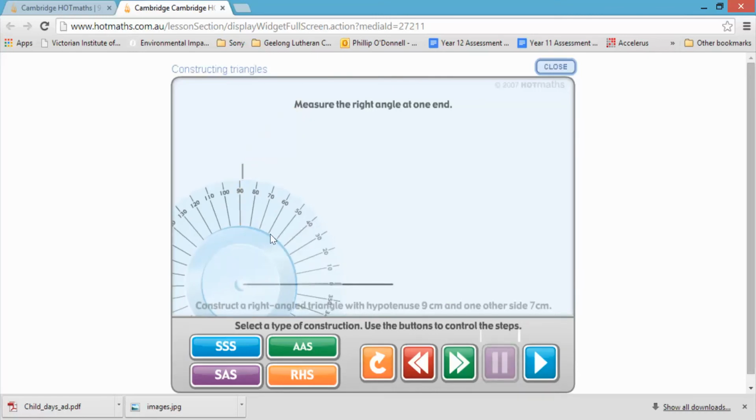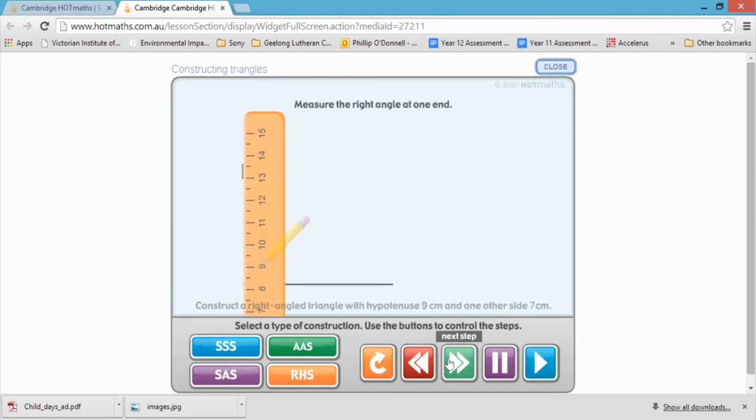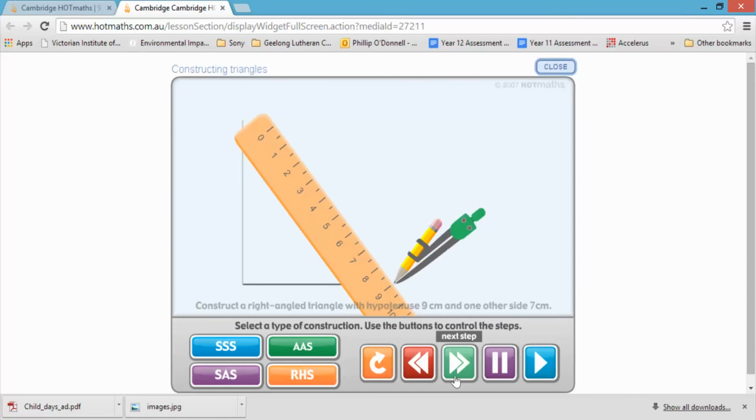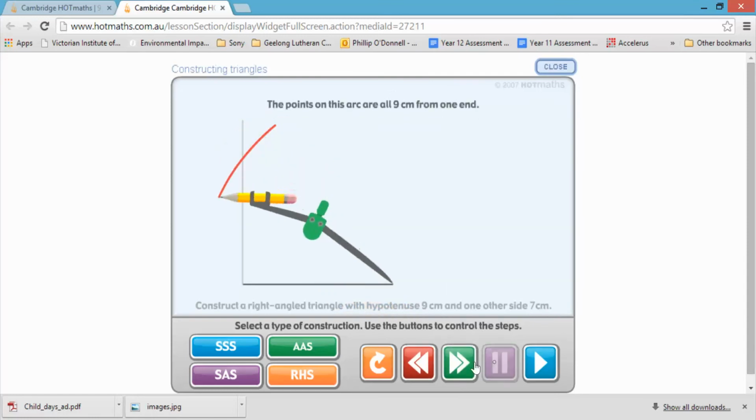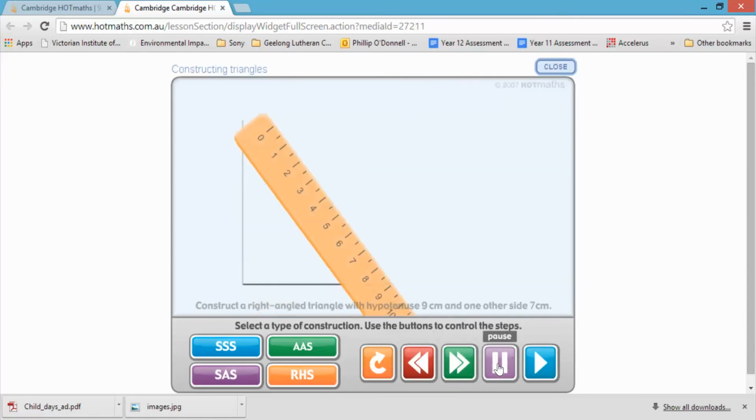So we just measured the 90 degrees there to get that part of our triangle. We're going to rule our line. Next step, we know our hypotenuse side has got to be 9 centimetres. So again, we're using our compass here to measure out 9 centimetres. Okay, and the point of the compass at one end of the line. So we just drew that 90-degree line here.